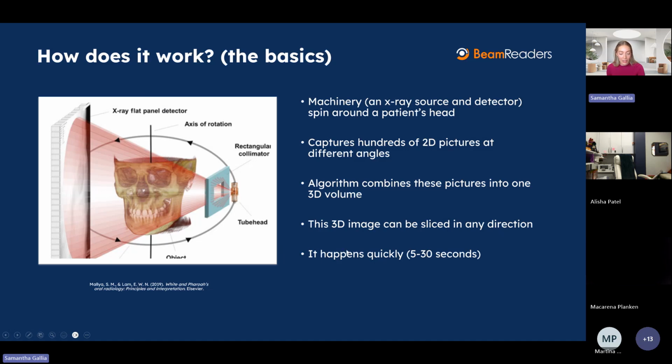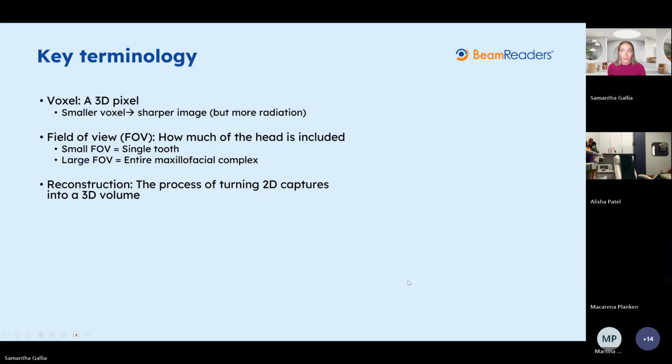Because the system uses a cone beam in a single rotation instead of multiple helical slices like a medical CT, that is why CBCT is typically less radiation compared to a medical CT. And all of this is happening relatively quickly, in 5 to 30 seconds. That is longer than a 2D radiograph, obviously, but it is relatively quick compared to other types of 3D imaging.